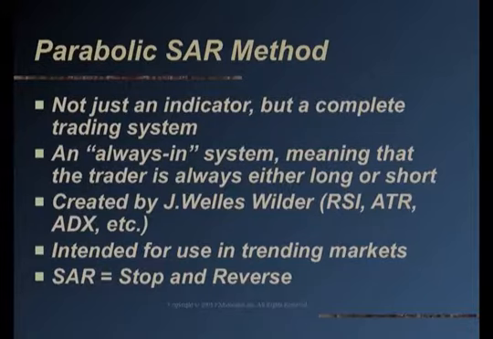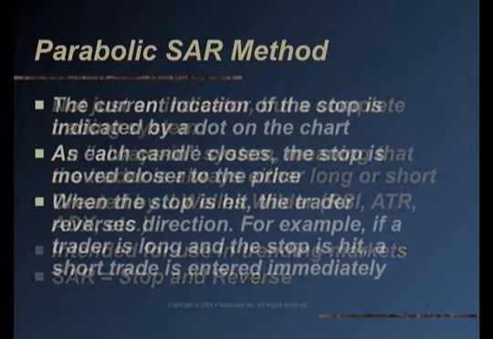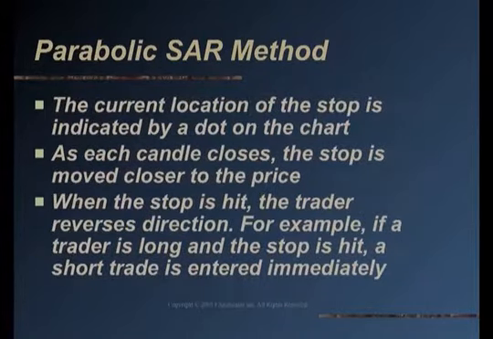Now, the current location of the stop is indicated by a dot on the chart, and as each candle closes, the stop is moved closer to the price. The indicator actually calculates how much farther to move the stop for each closing candle. When the stop is hit, the trader reverses direction. For example, if a trader is long and the stop is hit, a short trade is immediately entered.